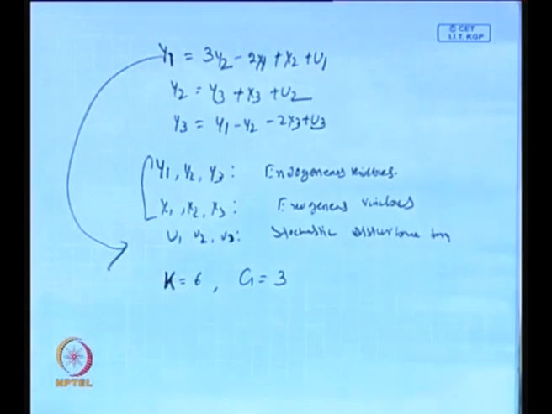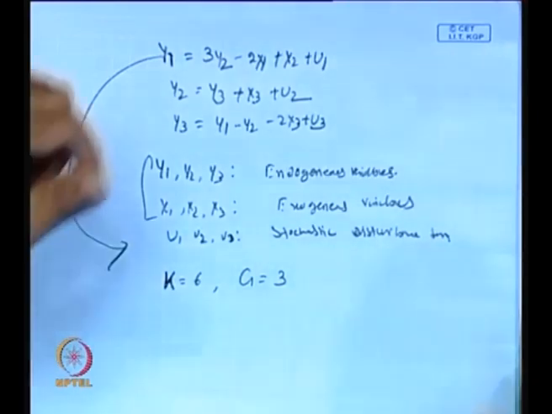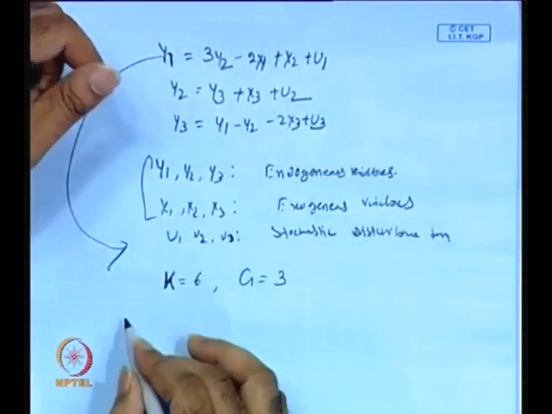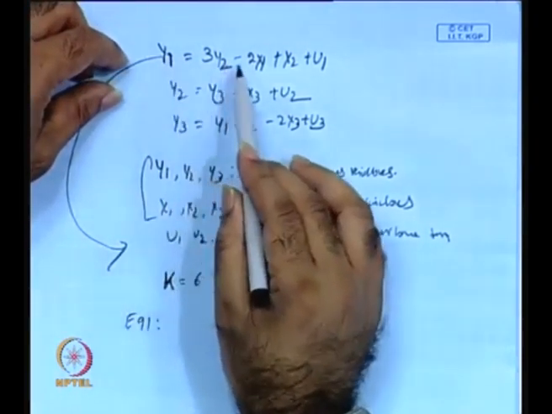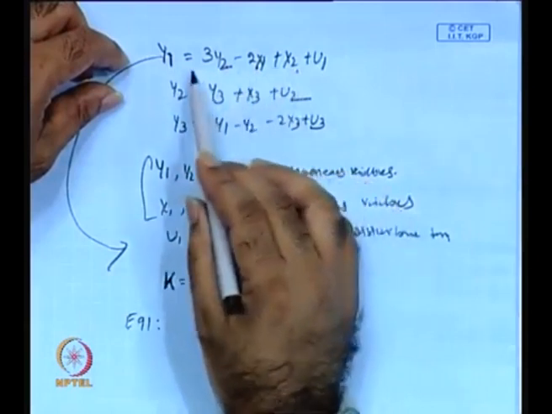So m varies from equation to equation. M is the potential element which can exactly identify the nature of a particular equation. In this problem, k equals 6 and g equals 3. Now we will target equation 1.